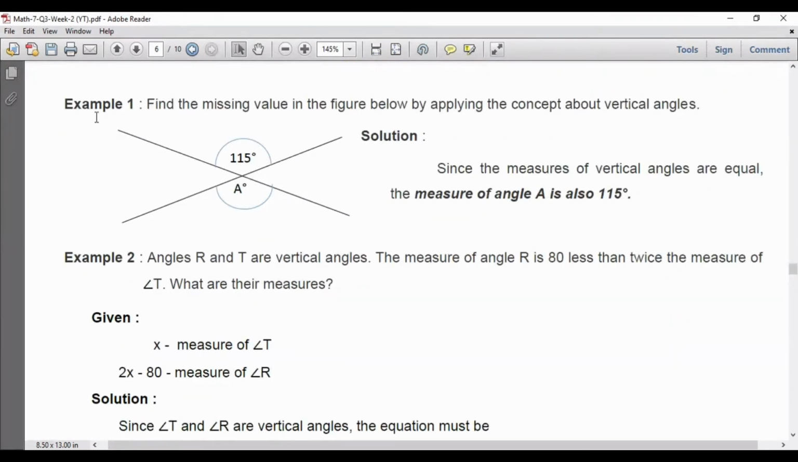Example 1: find the missing value in the figure below by applying the concept about vertical angles. Do you still remember the concept about vertical angles? This is 115 degrees. So what is the measure of this one? Since the measures of vertical angles are equal, the measure of angle A is also 115 degrees.